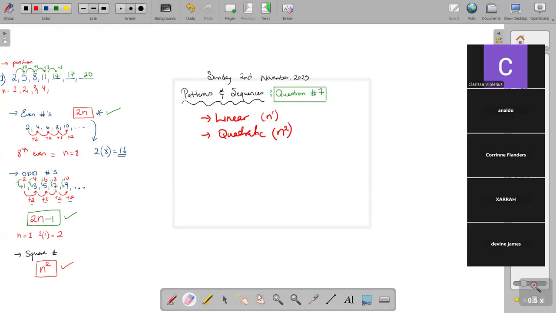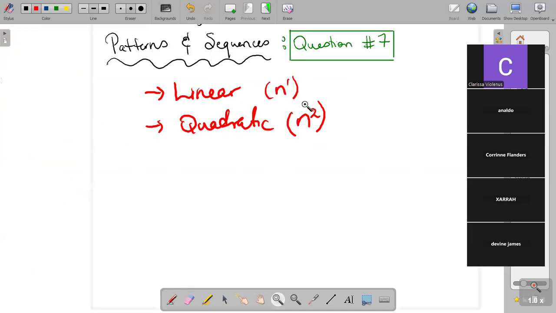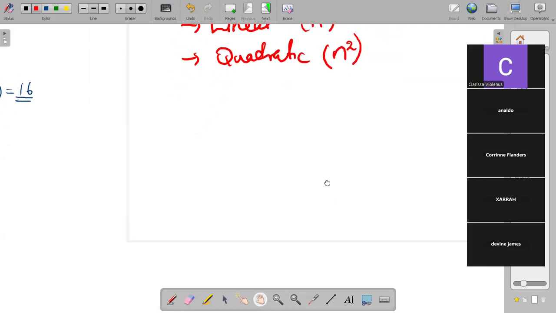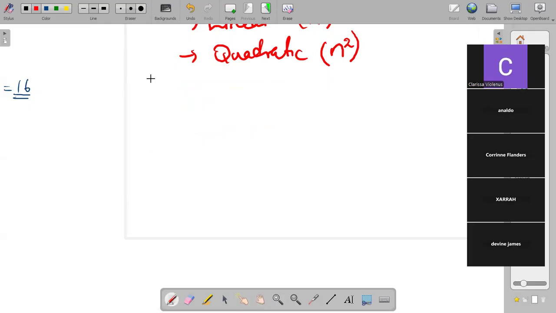For those who don't know, anytime you have a variable with a power of 2, we call that a quadratic equation. It has a quadratic term in it. Anytime the power on the n is 1, we call that linear. So we're going to start off with linear examples. Everybody should be writing this with me. Linear examples.